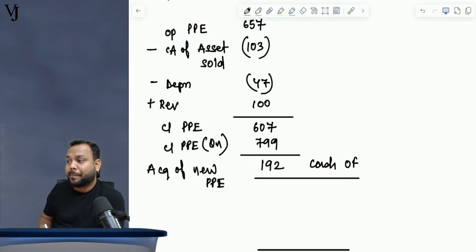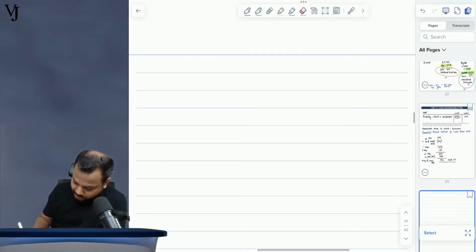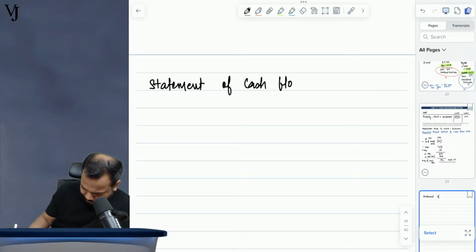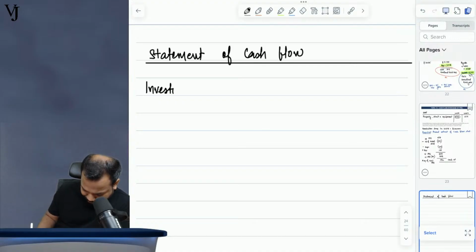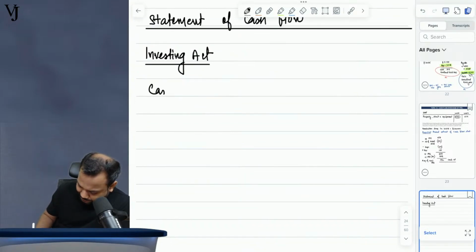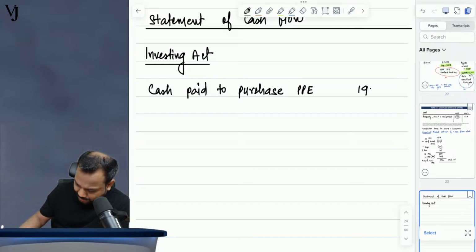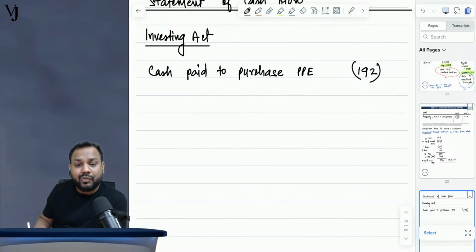So now how will you present this in the statement of cash flow? Understand, this is the statement of cash flow. I am discussing particularly investing activities. So here you write: cash paid to purchase property, plant, equipment is 192, an outflow, negative. Now you can see that some asset was sold also.